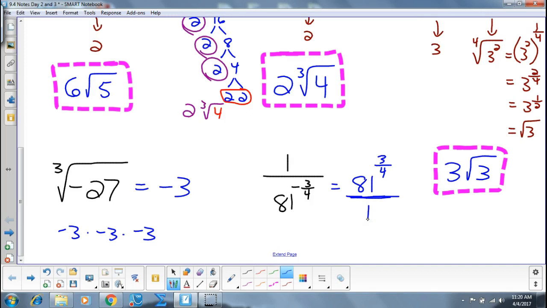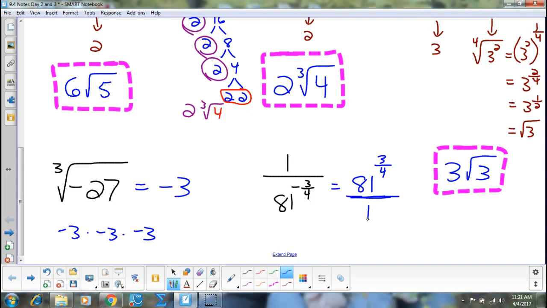Over 1. Okay? That's just the answer. Well, then now you simplify it. So you should be 27. Okay? Two different meanings of negative signs depends on where they are.